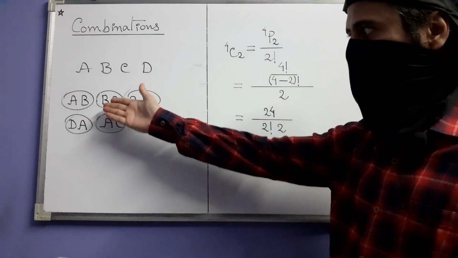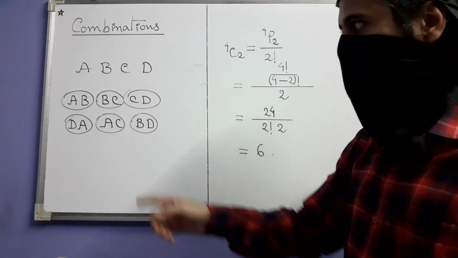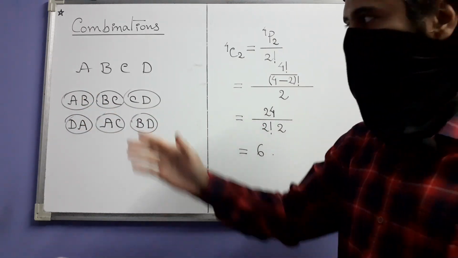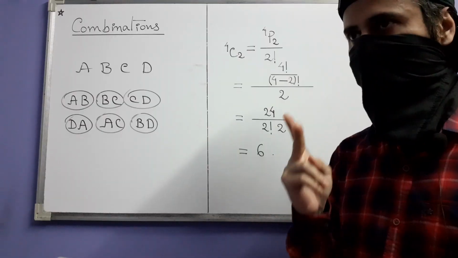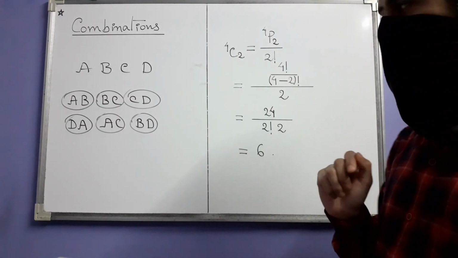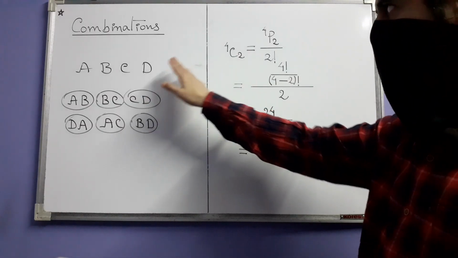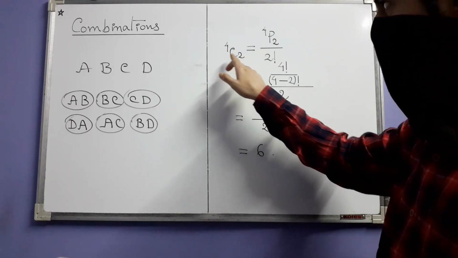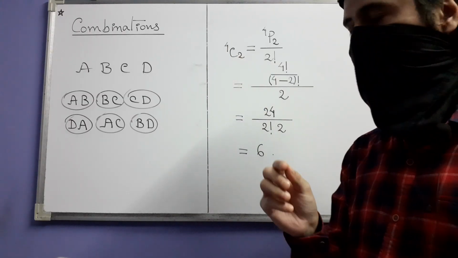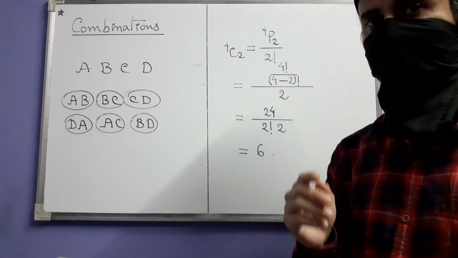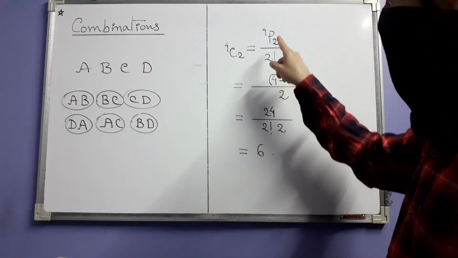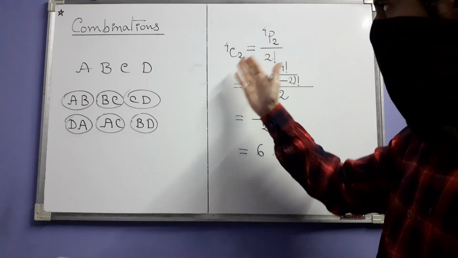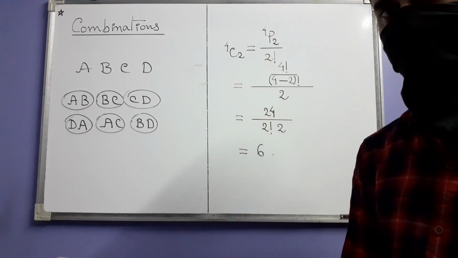Any such group is called a combination. For example, this group consisting of A and B is a combination of these 4 objects taking 2 at a time. And the number of combinations is denoted using this notation. In this case, this is 4C2, the number of combinations of 4 objects taking 2 at a time. Just like you have 4P2, where P stands for permutation, C stands for combination.